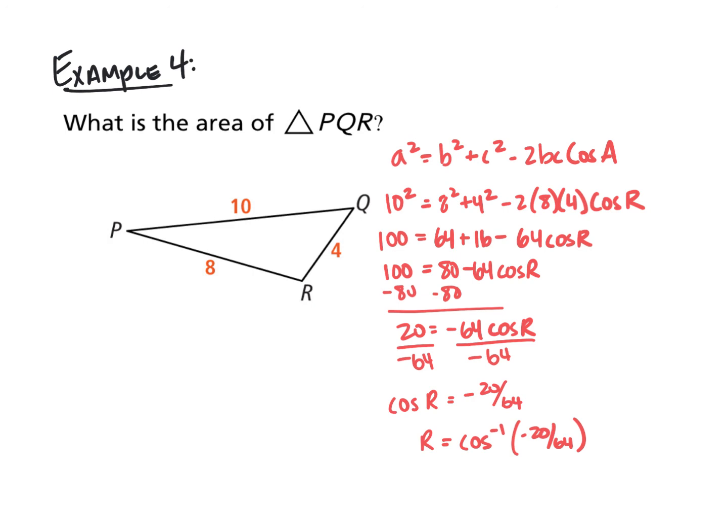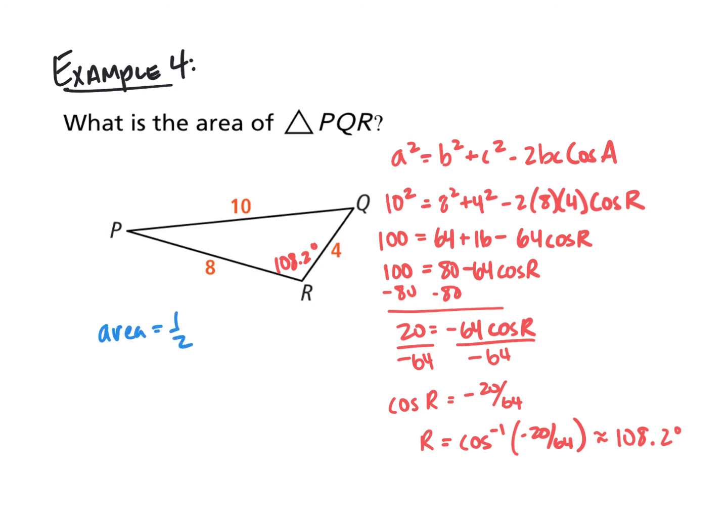And that gives me about 108.2. So R is about 108.2. And I'm going to keep it as 108.2. I'm not going to round it to 108 because this way I'm going to have a more accurate answer here. So that's 108.2 degrees. Now we'll go to find the actual area of this shape.